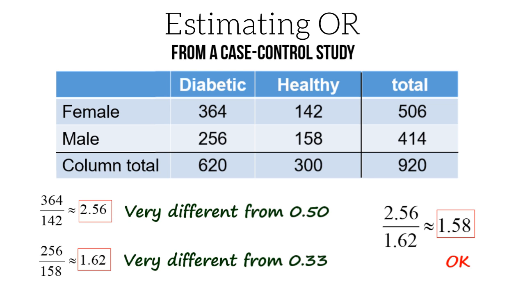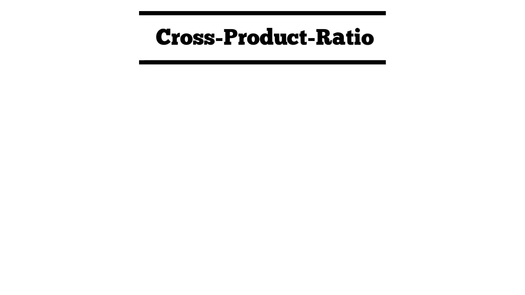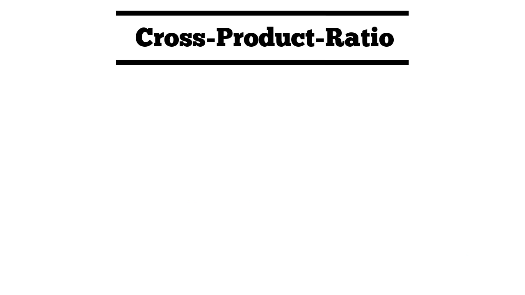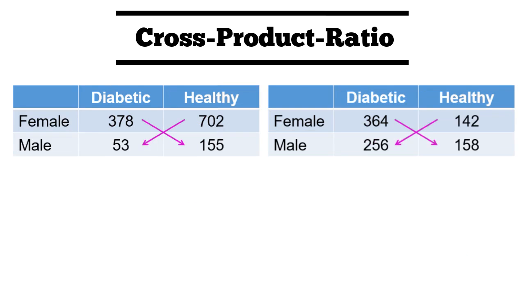Very briefly, the errors in the two numbers 2.56 and 1.62 cancel each other out when taking the ratio. There is a simple way to calculate the estimated OR, and this is called the cross-product ratio.